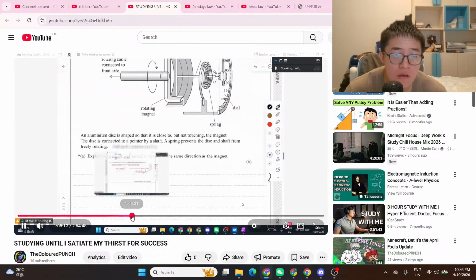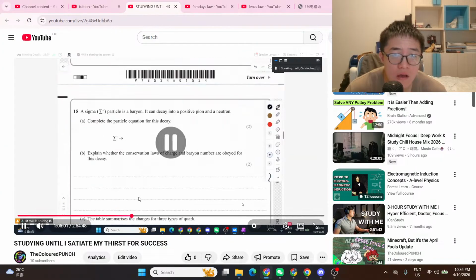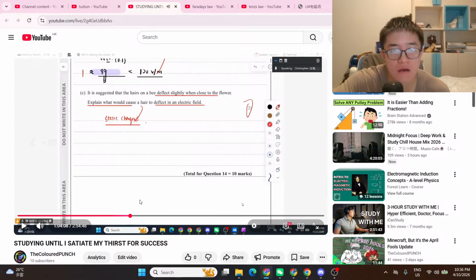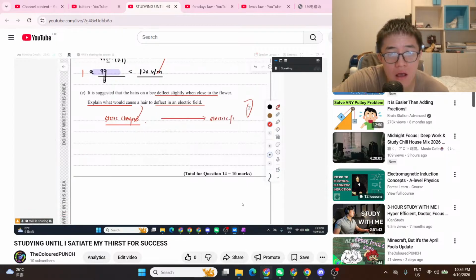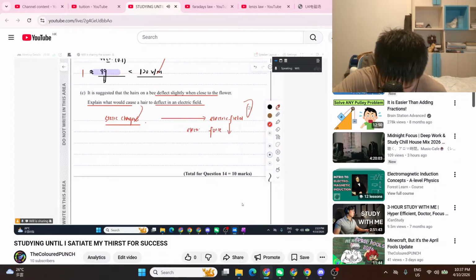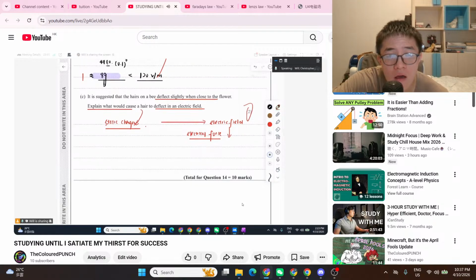Like the electric field and the experience of force. What force? The electric force, right? No problem. Here the answer is divided into parts. If your answer relates to the electric force, you get 1 mark. Another mark is for the static charge, because static relates to the electric field. Understand now?